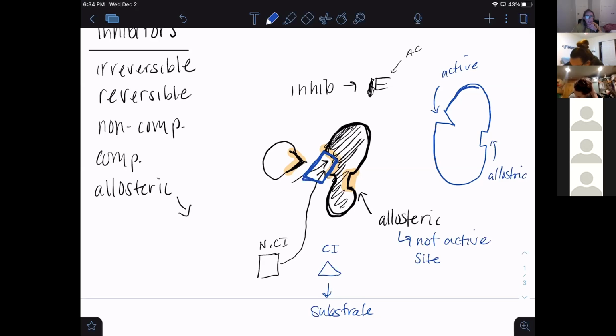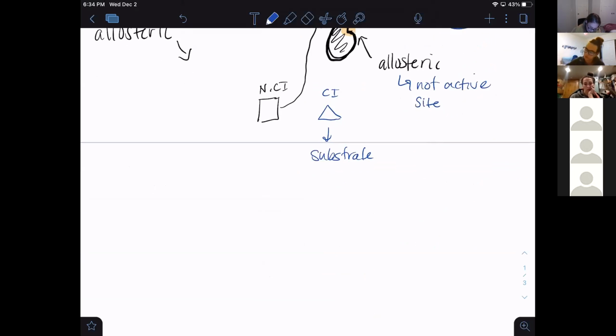Okay, in terms of allosteric inhibition, some inhibitor is going to bind to that secondary site on the enzyme, and it will still alter the protein conformation within the active site. So let me show you what I mean. Here's allosteric inhibition.